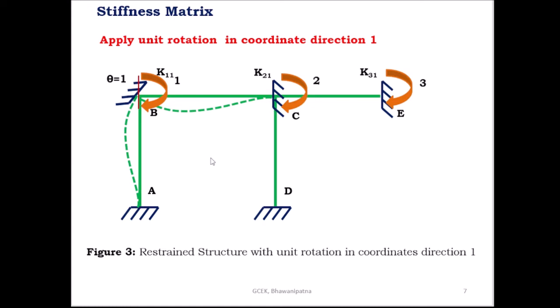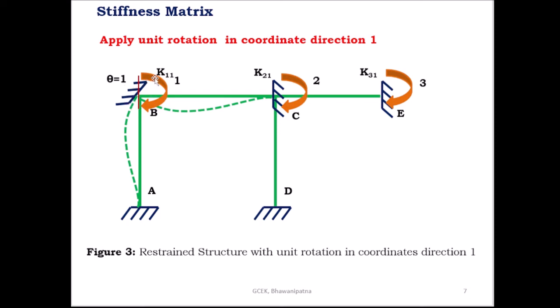Then find out the stiffness matrix. So here determine the stiffness matrix by giving unit displacement to the restrained structure in each of the coordinate directions and find the forces developed in all the coordinate directions. First apply unit rotation in coordinate direction 1. So this is coordinate 1, this is coordinate 2, this is coordinate 3. First apply the unit rotation in coordinate direction 1, theta is equal to 1, and all other supports are fixed.